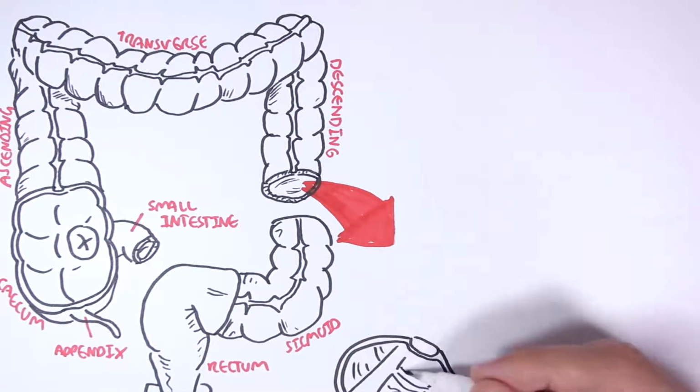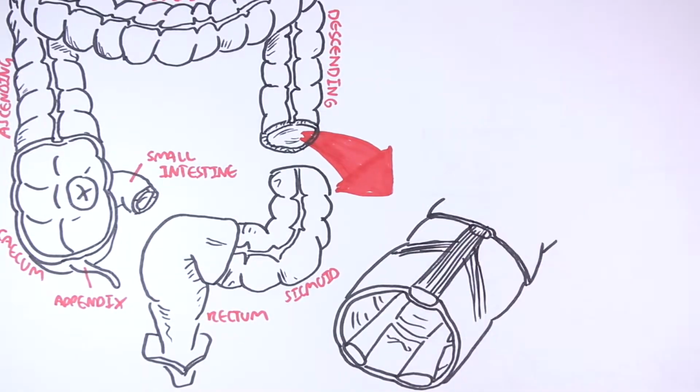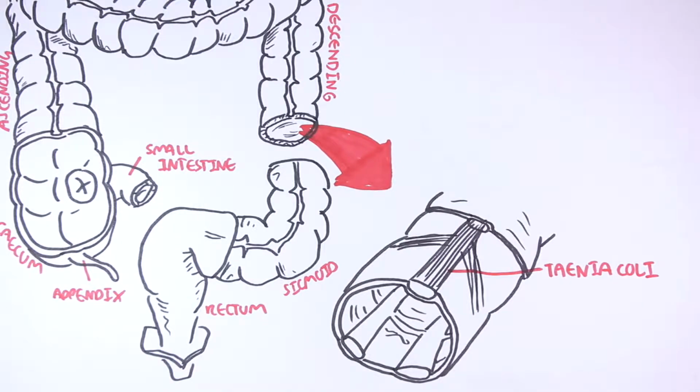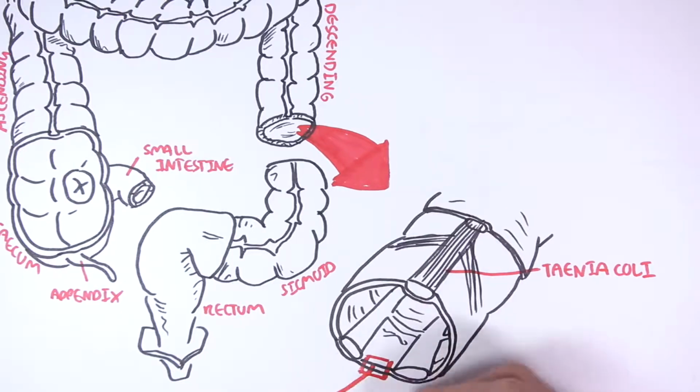Let's take a section of the colon. These three longitudinal fibers that run along the colon are called Taeniae coli. The Taeniae coli runs along all segments except the rectum.